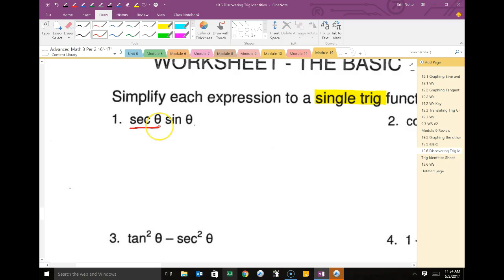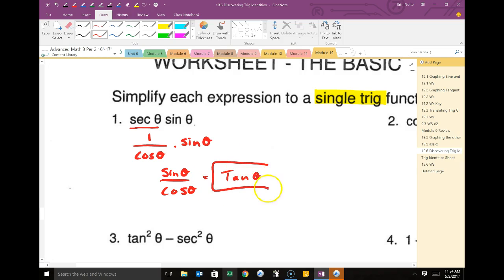Okay, here's my first step. I'm going to take the secant and rewrite it, so this is 1 over cosine. Now if I'm multiplying 2 fractions together, I can multiply the tops together and the bottoms. This might not be a necessary step for you, but I want you to see what I mean. So this is just going to become sine over cosine, right? What is sine over cosine? It is literally tangent. We have simplified this into one single trig function.